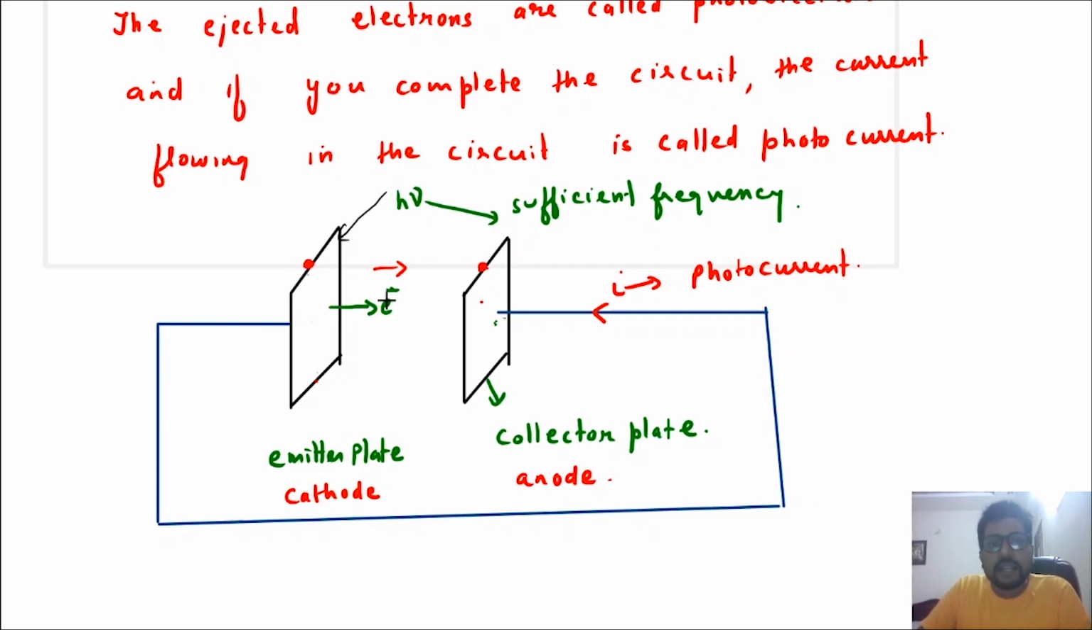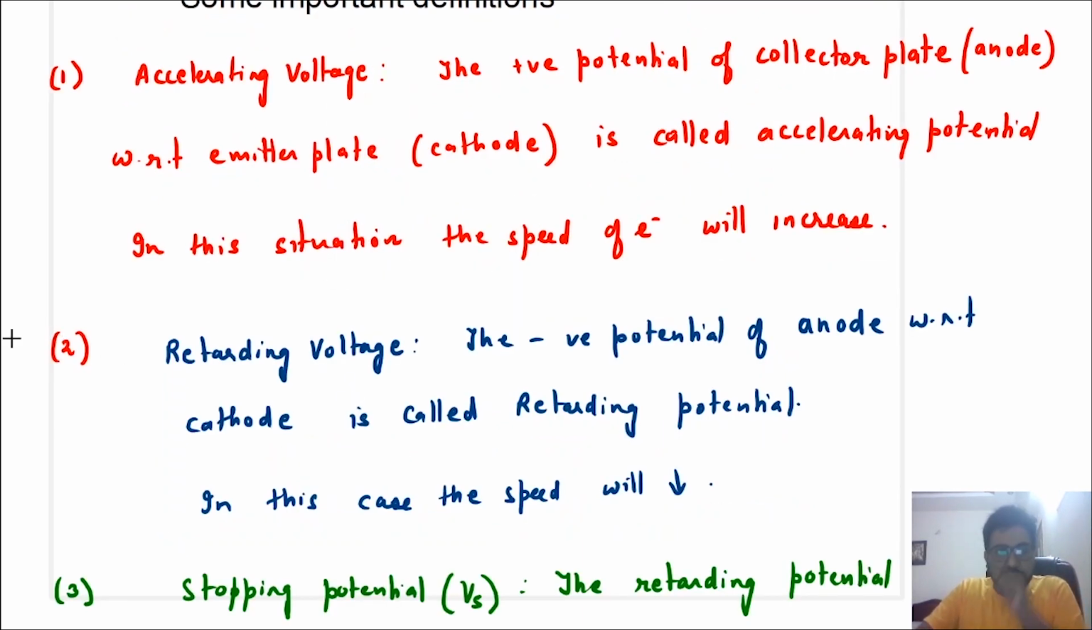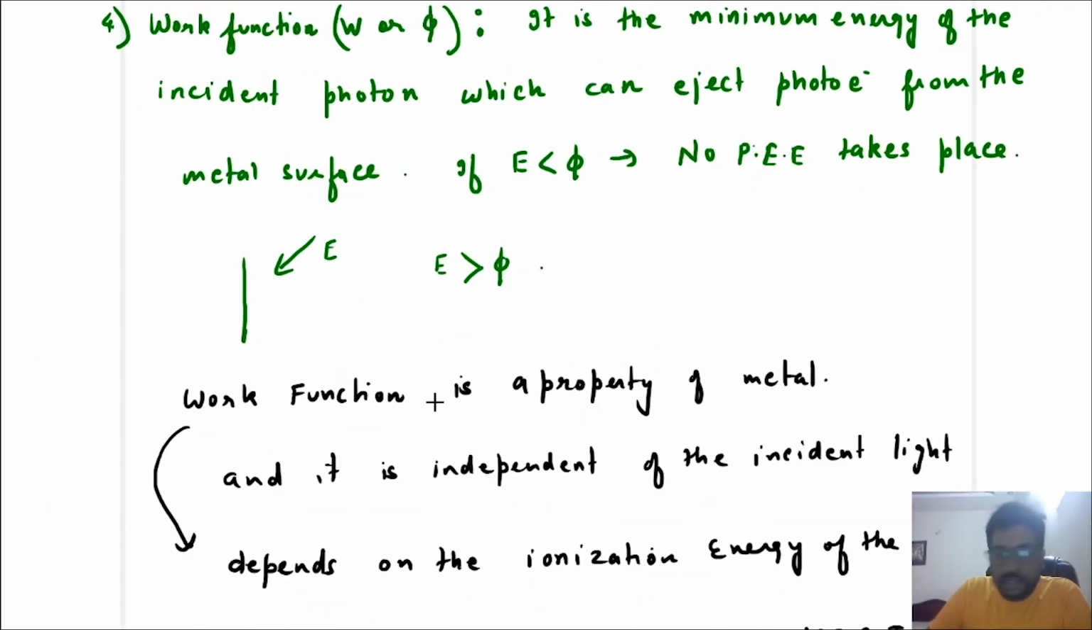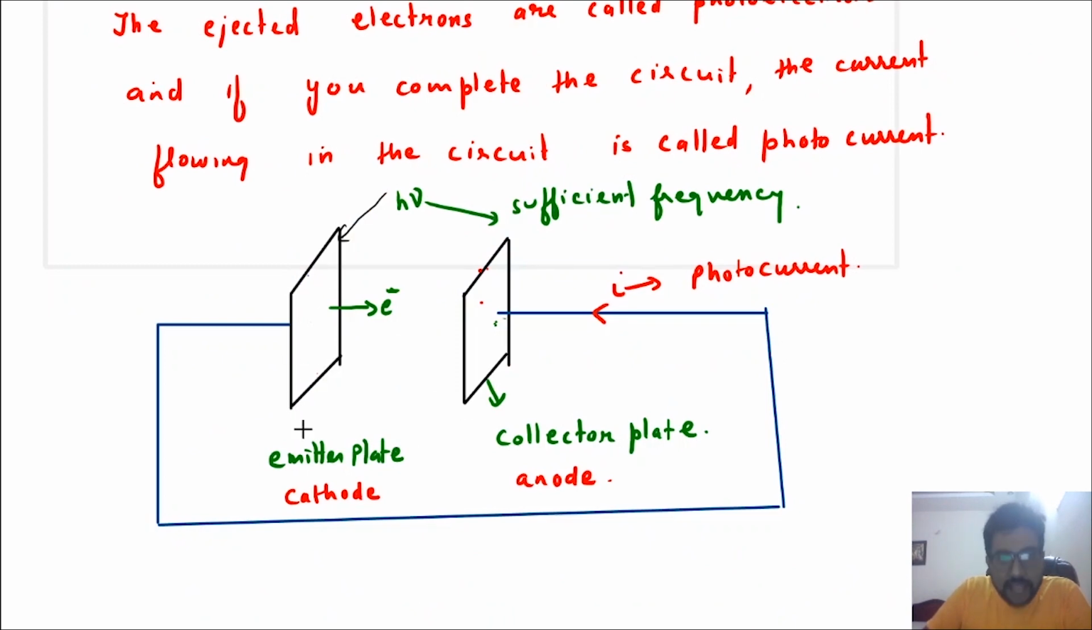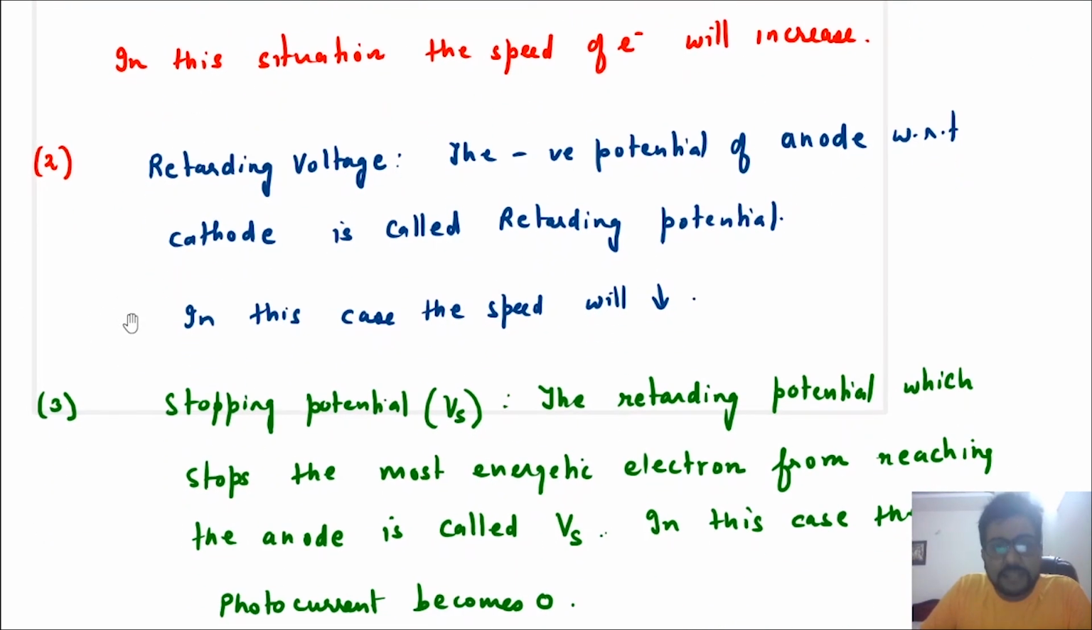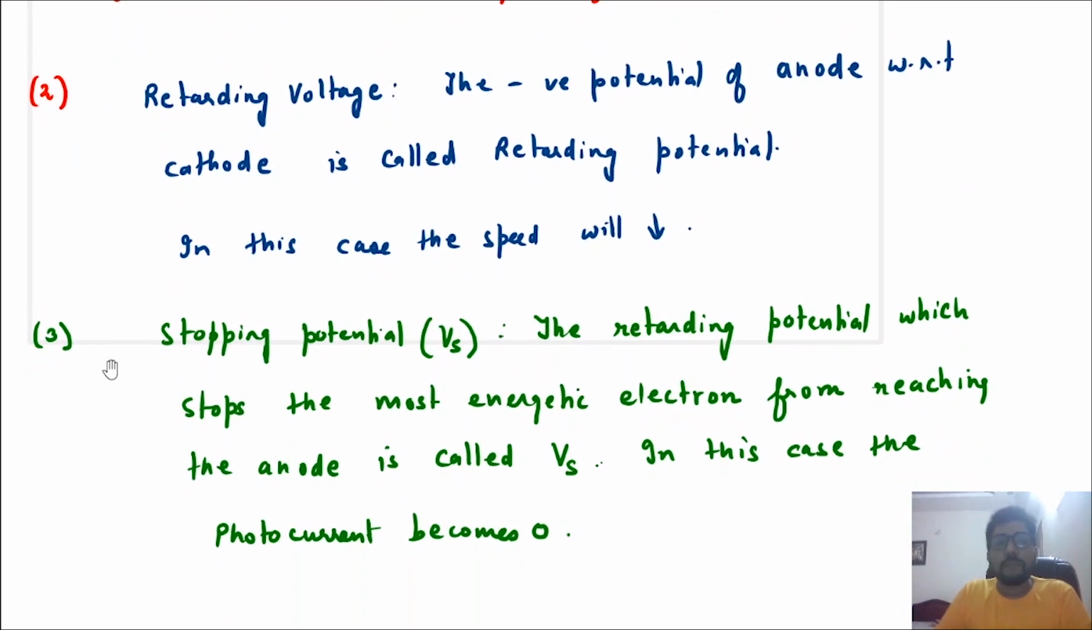So you will define the retarding voltage as the negative potential of the anode. Anode means basically the collector plate. So this time this has the lower potential with respect to this. So the negative potential of the collector plate with respect to the emitter plate is called retarding potential. In this case the speed will decrease. The next definition is stopping potential. Now what is stopping potential?